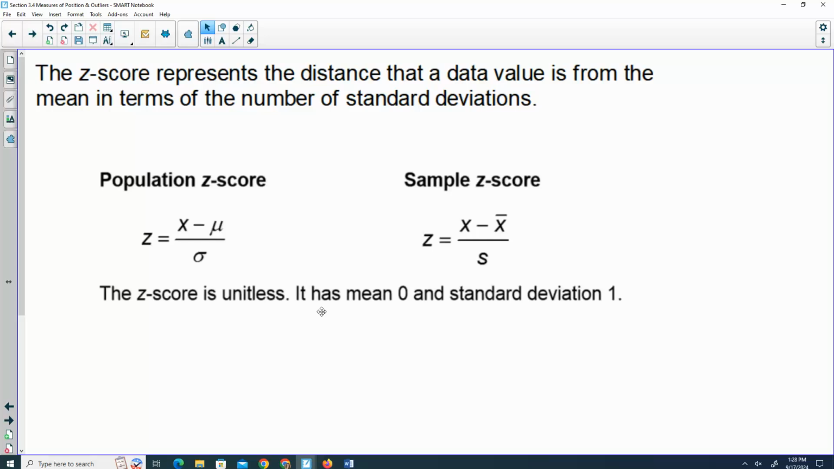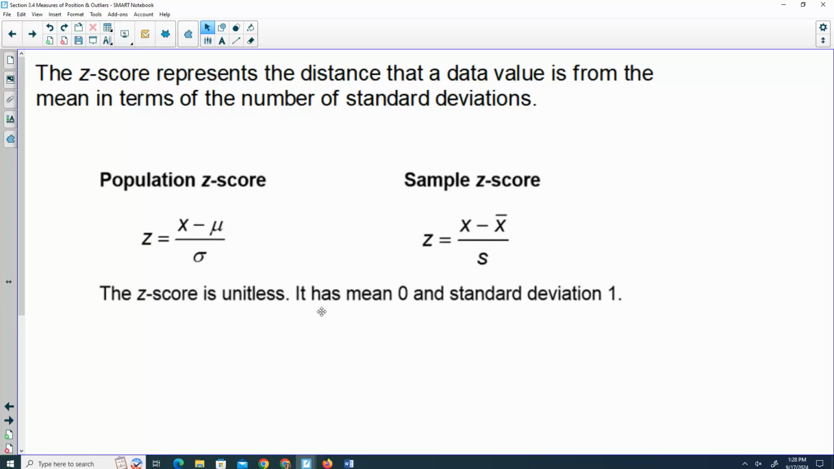You have two different formulas, depending on whether you're dealing with a population or a sample, but it's kind of the same thing. Under chapter 3 on your formula sheet, in the right-hand column, a little over halfway down: if I'm looking at a population, x would be our given value minus mu, which is the mean, divided by sigma, which is the standard deviation.